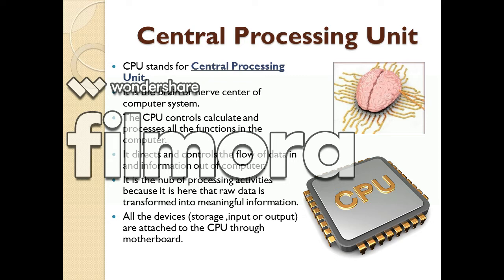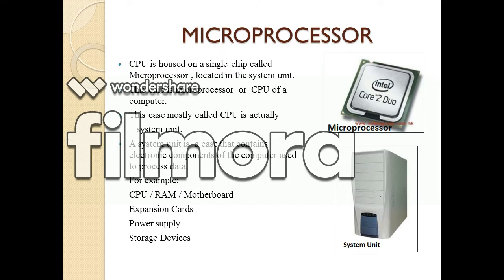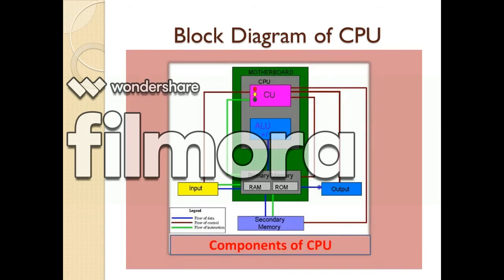Microprocessor. The CPU is housed on a single chip called a microprocessor located in the system unit. This chip is the microprocessor or CPU of a computer. This case, mostly called the CPU, is actually the system unit. A system unit is a case containing electronic components of the computer used to process data. For example, CPU, RAM, motherboard, expansion cards, power supply, storage devices.